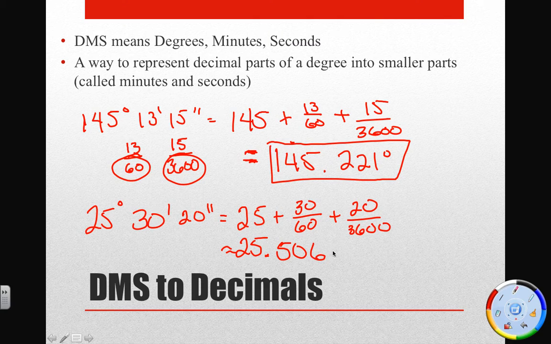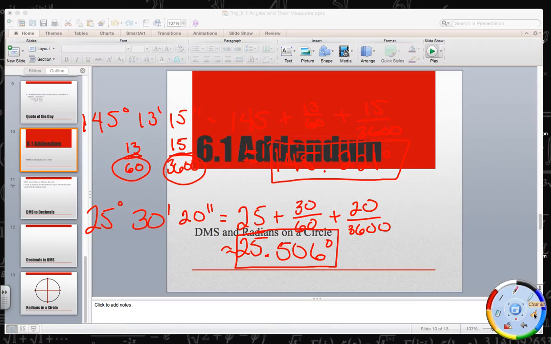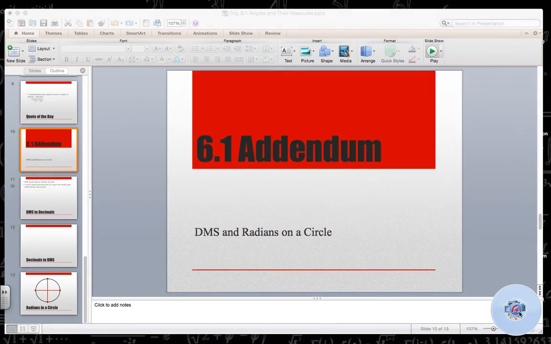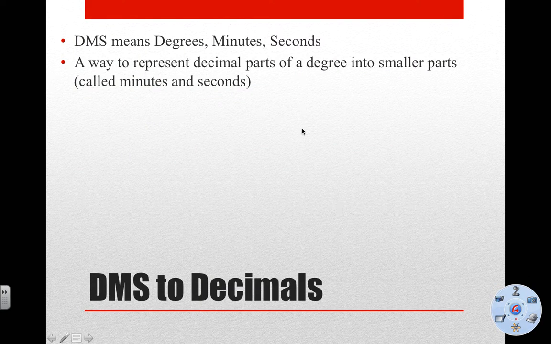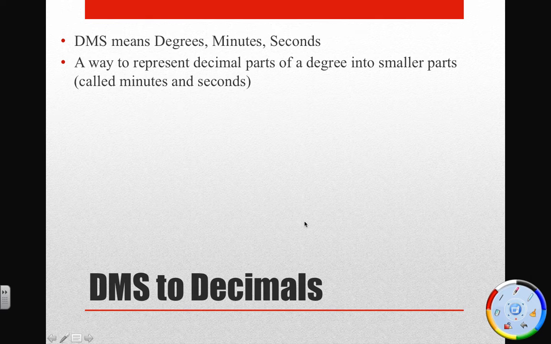0.506. Again, we're rounding degrees. Okay, so that's pretty simple. The only way this gets any more challenging is, one, if it starts with radians. I'll give you an example of that. But for some reason, if I was to do negatives, it always kind of throws people off.